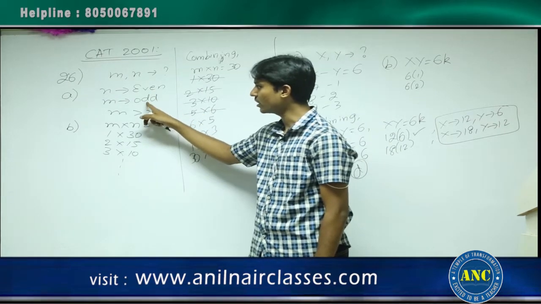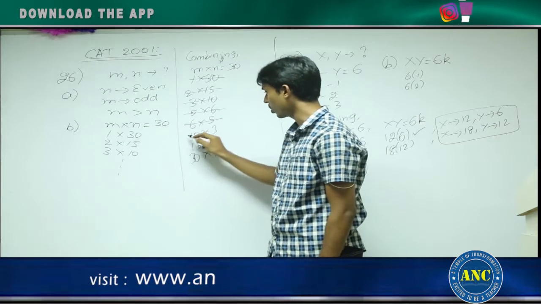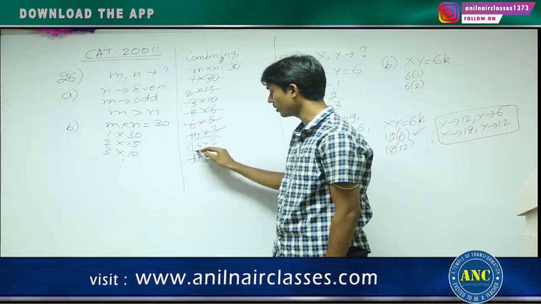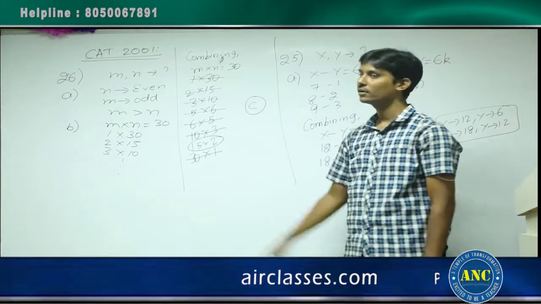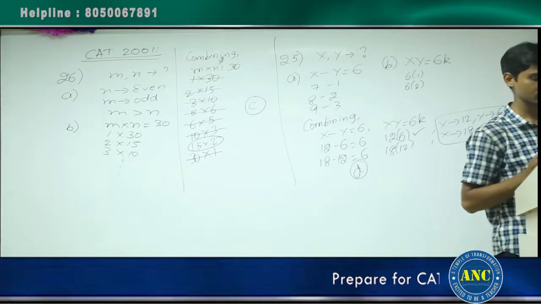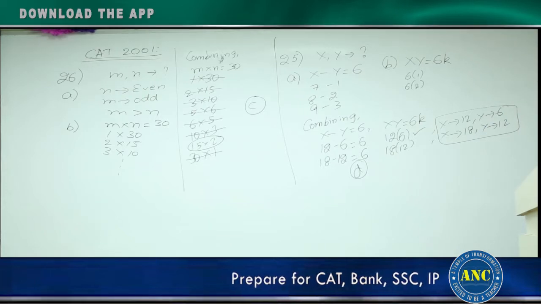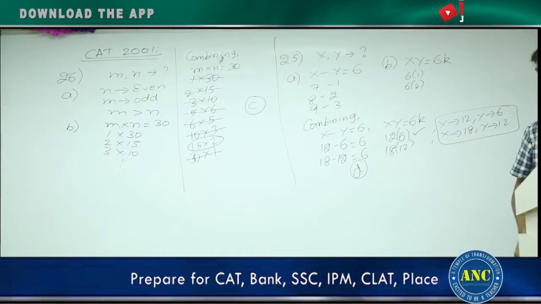Again the other condition is M should be an odd number. M is not odd. Only case is 15 and 2. After combining you are getting a unique value of M and N. Option C. 2001 was very, very easy with respect to data sufficiency.